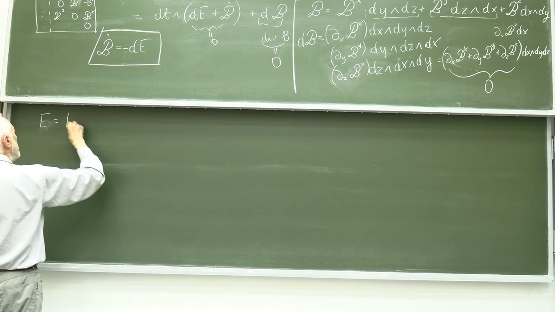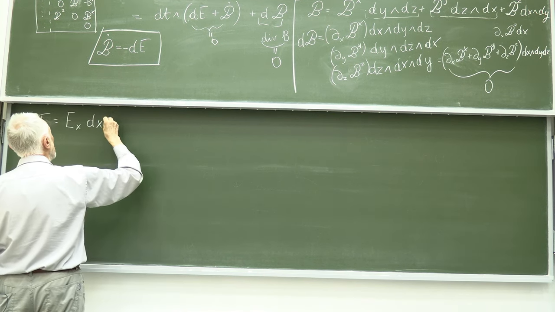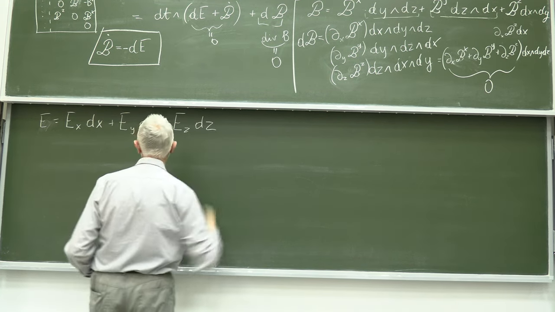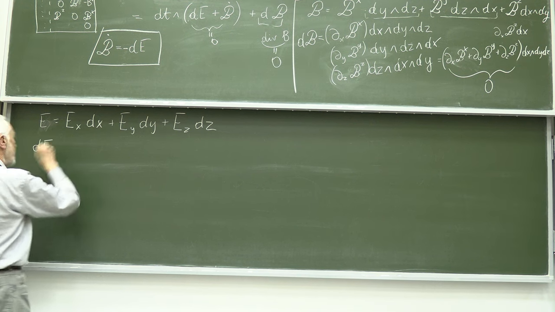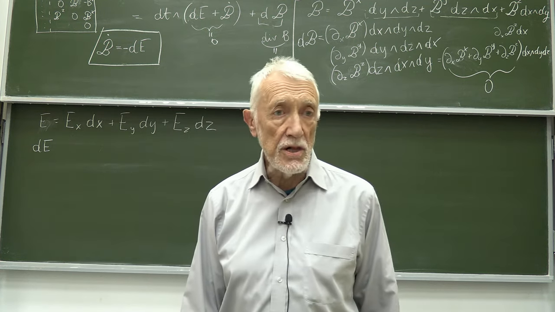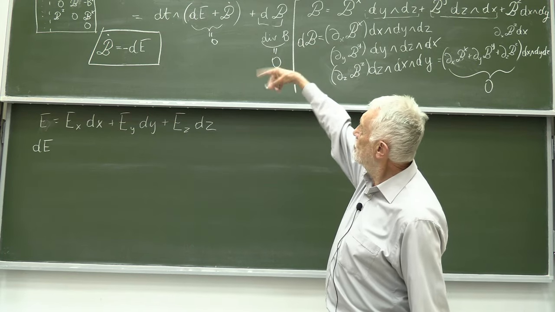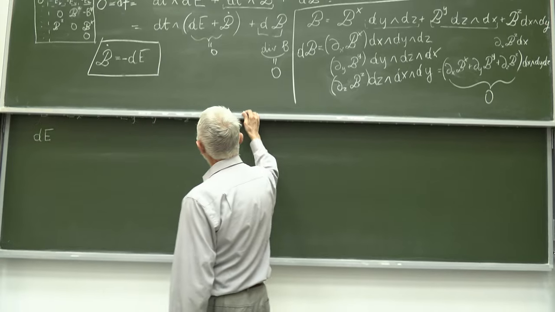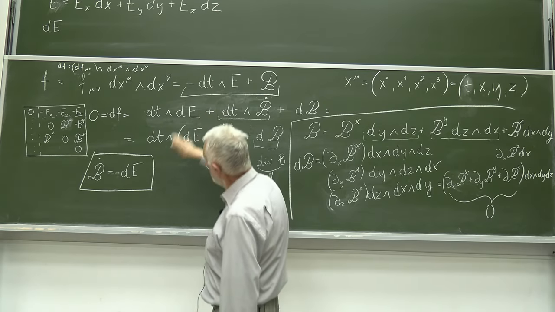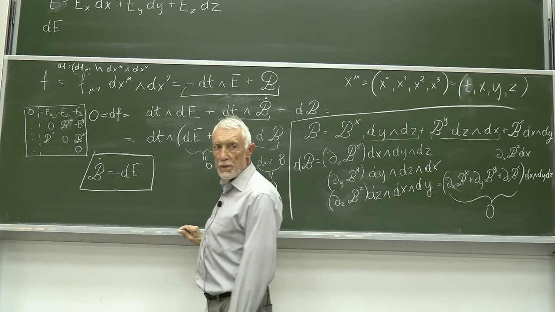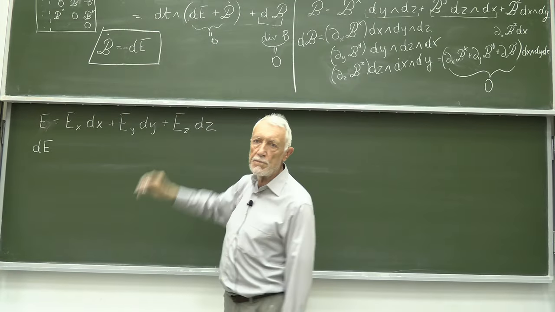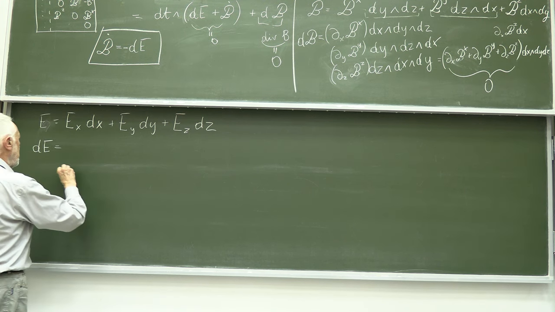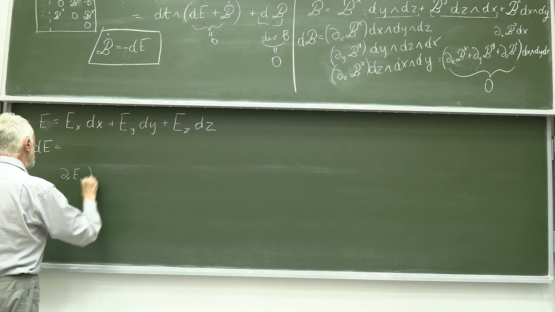E is equal E x dx plus E y dy plus E z dz. And now what is dE? In three dimensions, yeah? Because what I am doing, I am always separating time from space. The derivative with respect to t doesn't enter into the game, it drops out. Therefore here, I take the derivative with respect to space, yeah? Okay. So, what do I do? First I have to write down dx Ex times dx.